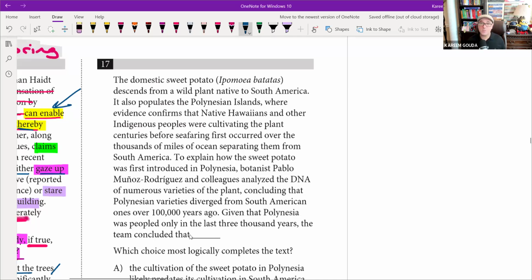So, question number 17, test 8, module 2. Start with the question: which choice most logically completes the text? So we need to complete this sentence right here.